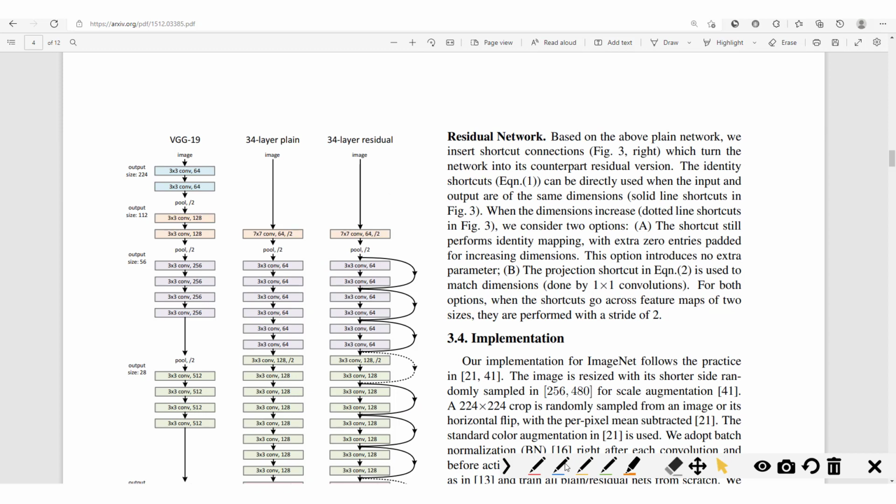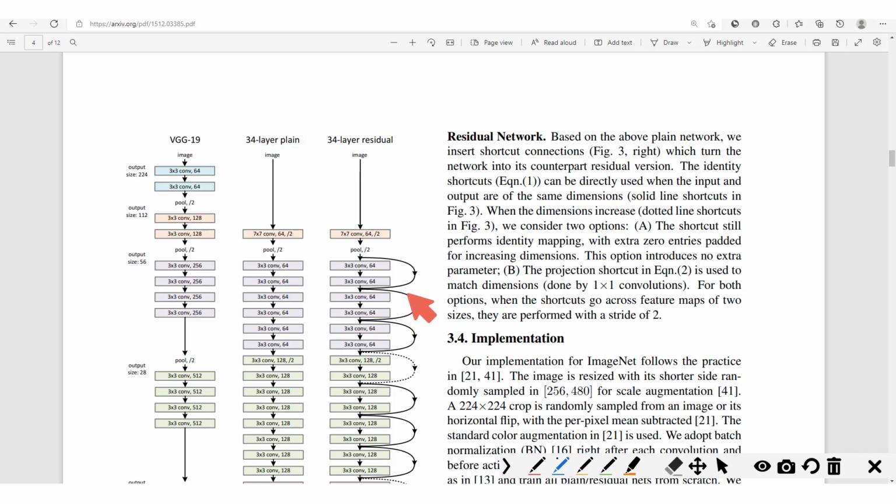Now when we look at these three models compared, we have this VGG19, we have this 34-layer plain convolutional network, then we have this 34-layer residual network. We find that we have these skip connections, that's our residual block. So this is our residual block right here. We stack these residual blocks now, instead of just stacking the conv layers as we did with the VGGs.